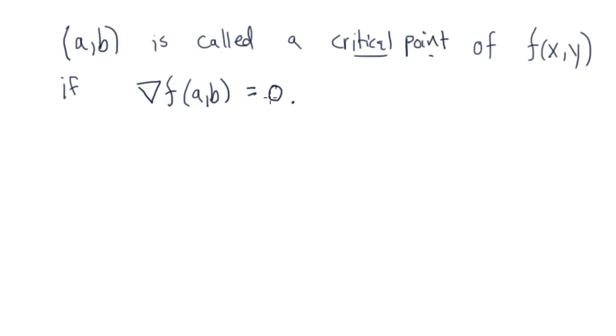I'll mention that from Calc 1, recall that a critical point was a point in the domain of f where the derivative was either 0 or undefined. We can use this same idea here. So you can also call a critical point a point where either the partial with respect to x or the partial with respect to y is undefined. But we really just want to narrow in on the case where the gradient is 0, at least for now, just to keep things simple. So we have a critical point of our function f if the gradient is 0.